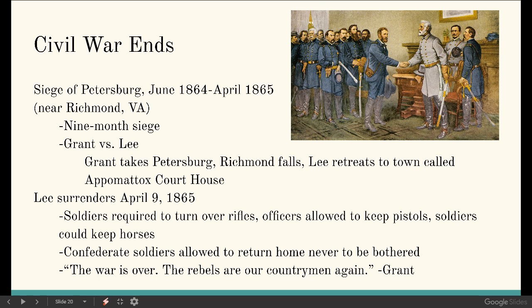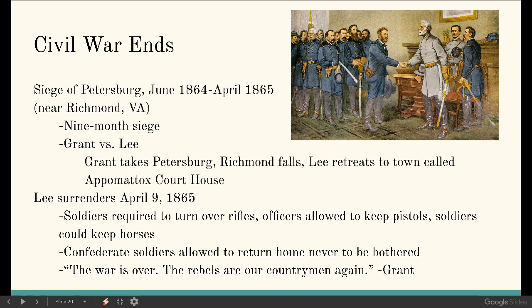So he requires the Confederate soldiers to turn over their rifles. Officers were allowed to keep their pistols, and soldiers could keep their horses. And so they weren't stripped of everything they had. They were able to keep some things. And then the Confederate soldiers were allowed to return home, never to be bothered again. They weren't imprisoned or anything like that. They were allowed to just go home and carry on as American citizens.